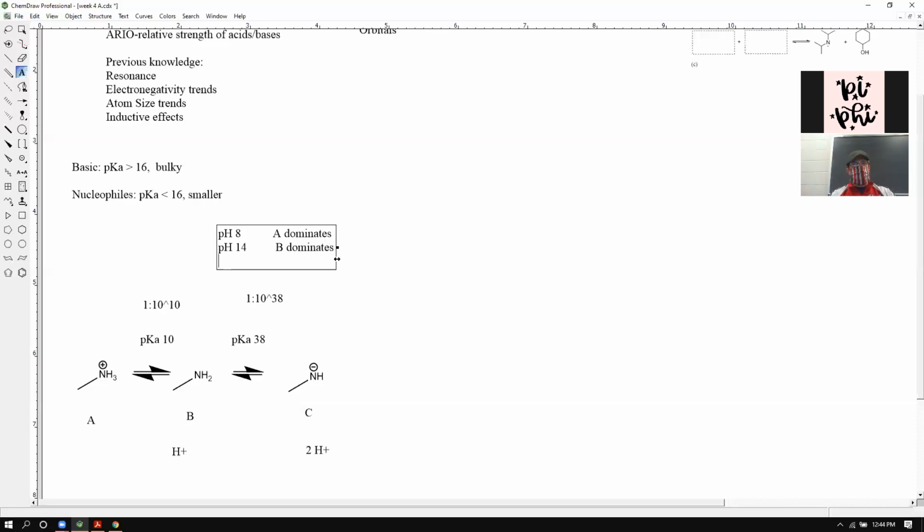Let's pick another one. Let's do pH 40, which really doesn't exist, right? So it's extremely basic. If you dipped your finger in that, it would probably melt off. And pH 42 can't exist. In that case, what species would dominate? C. Okay.